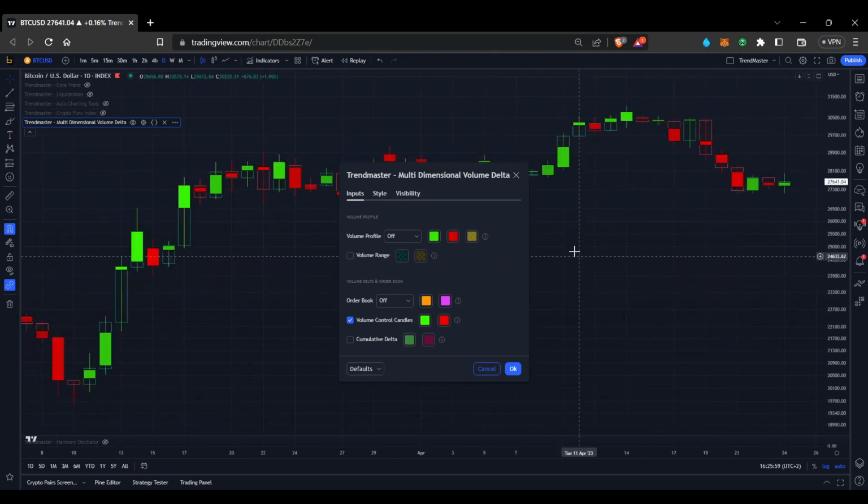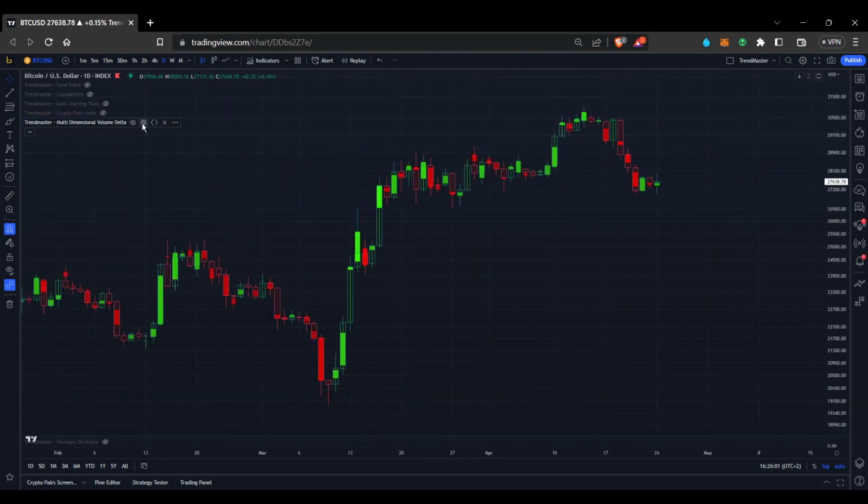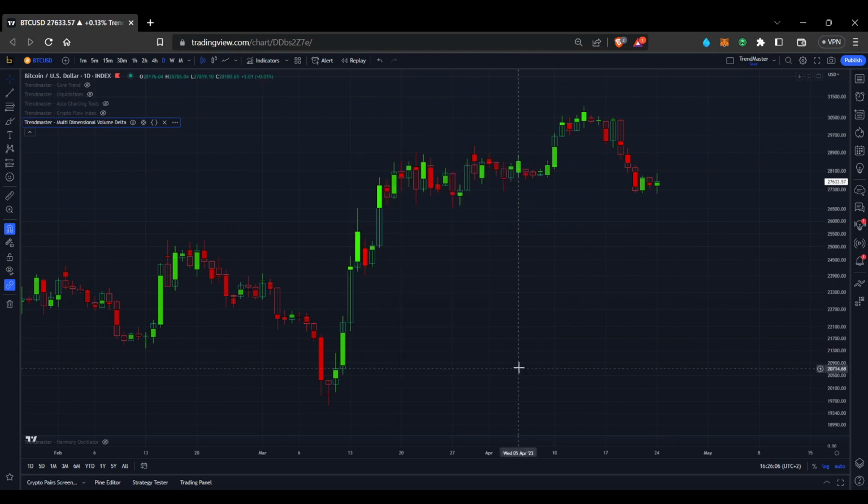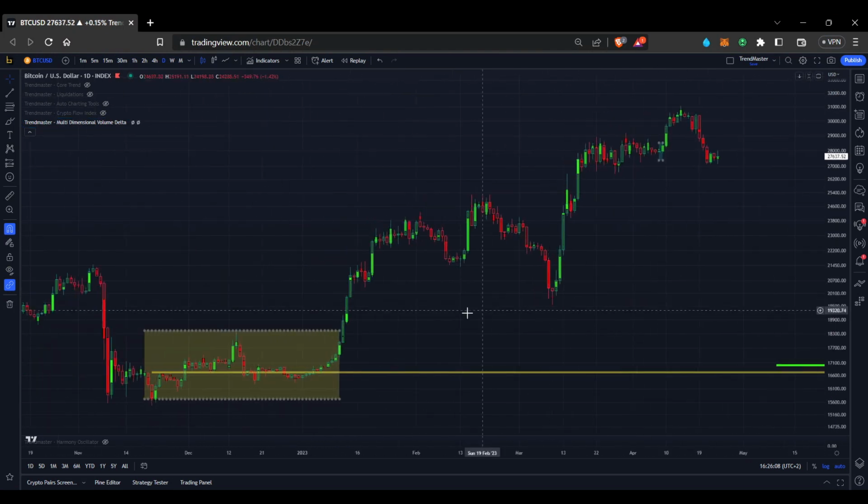So along with that, in fact, I'll just show this one thing as well. As well as the volume profile, we can have the volume ranges. Now these show you high volume ranges in price action.